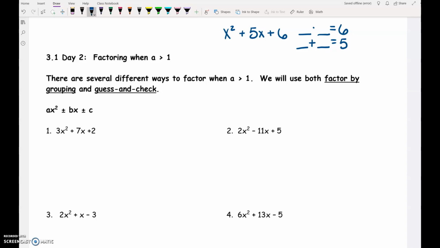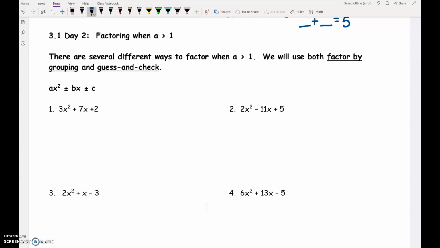What I didn't tell you yesterday is that there's actually a number in front of this x squared. What number is currently in front of the x squared? 1. A 1. And if I did 1 times 6, this number would still be 6. So I didn't tell you about that step yesterday because you didn't really need to do it, because 1 times anything is whatever that number is.